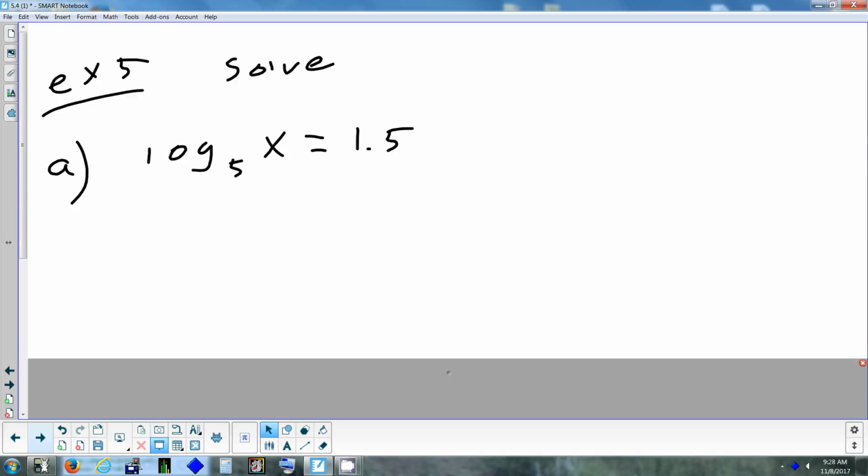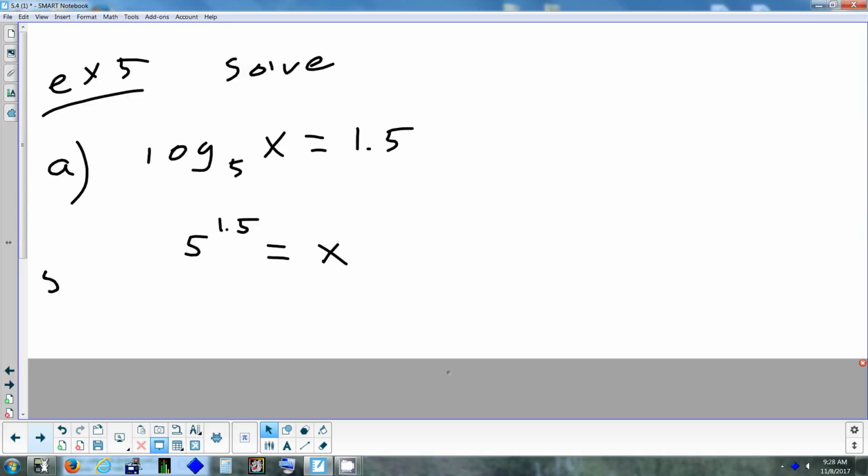So what would your base be? 5. And your power? 1.5. And what would go on the other side? X. Yeah. So 5 to the 1.5 equals x. And now just take that in. Figure out what 5 to the 1.5 power is.